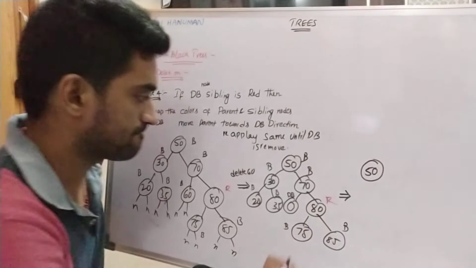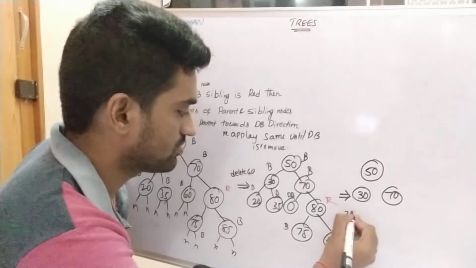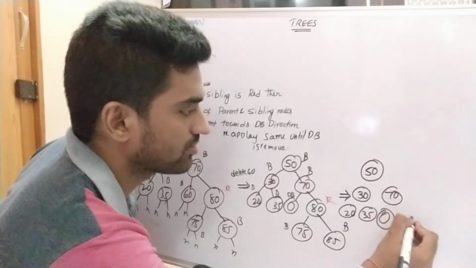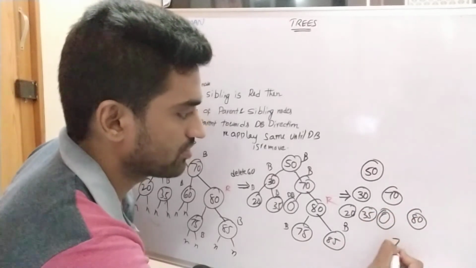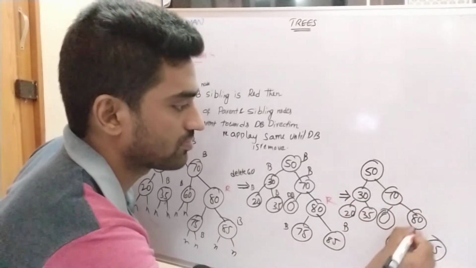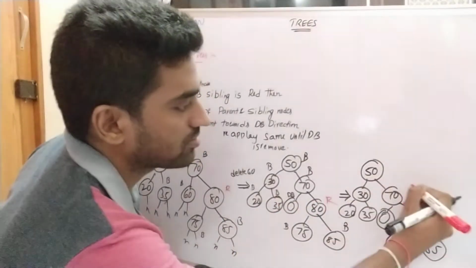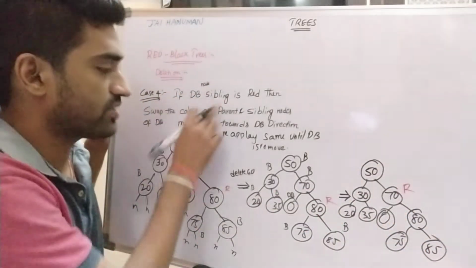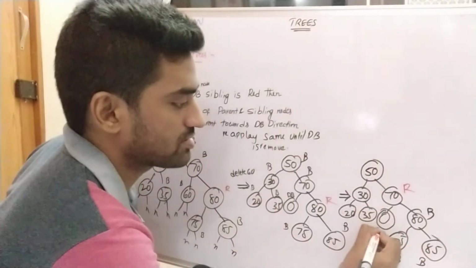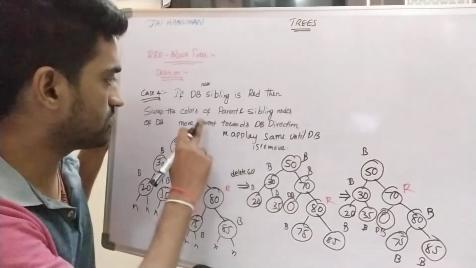50, 30, 70, 20, 35, DB, 80, 75, 85. Now sibling color becomes black, parent becomes red. So this is the first step. This is the DB, double block, right? So here the first step is completed.